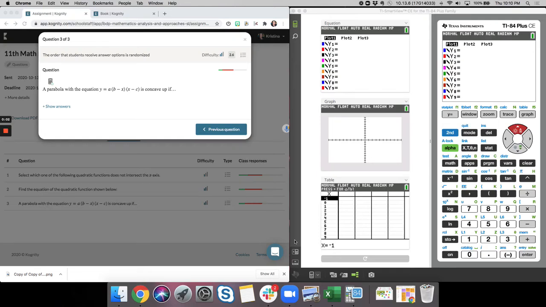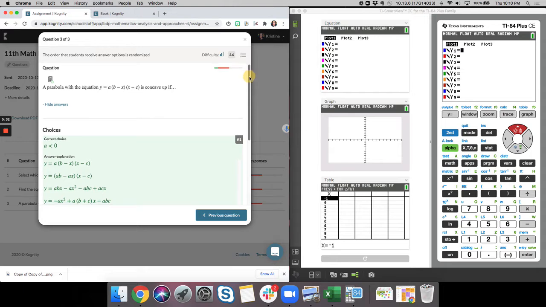Students, this is my Mathsplanation for question 3 on Kognity task 4 from our October 13th class. This is another multiple choice calculator question, and it asks, a parabola with the equation y equals a times the quantity b minus x times the quantity x minus c is concave up if.